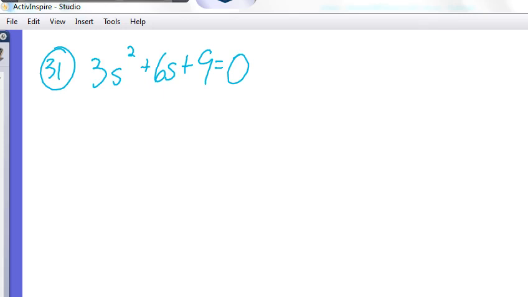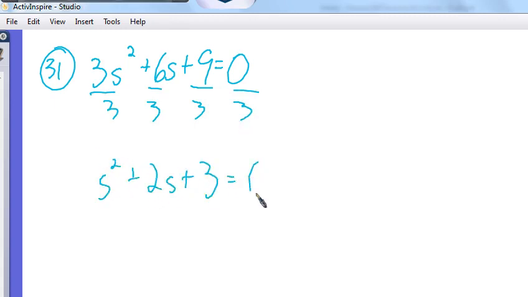Probably the easiest thing to do first. What would you tell them that easiest thing to do was? Divide both sides by 3. S squared plus 2s plus 3 equals 0. We have to get that 1 in front of s squared. That's what we really want. So s squared plus 2s plus 3, we want that to factor as a perfect square, as two identical factors. With the plus 3 there, does it do that? No, it doesn't. So maybe we'll subtract 3 from both sides and just make room for work.